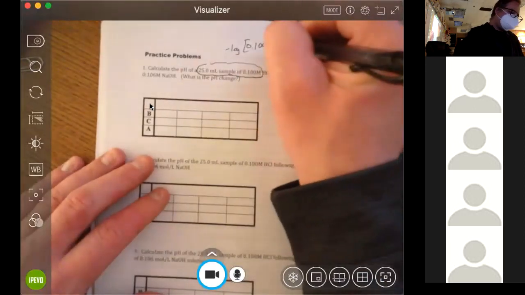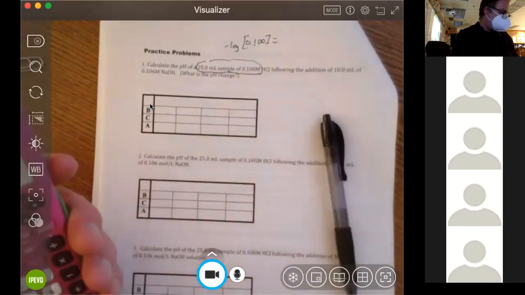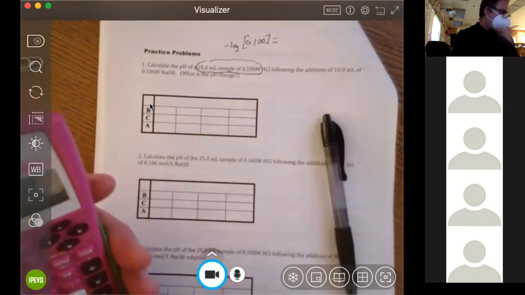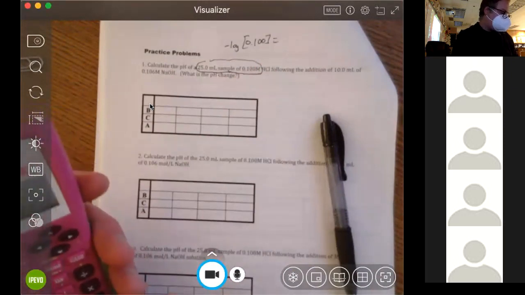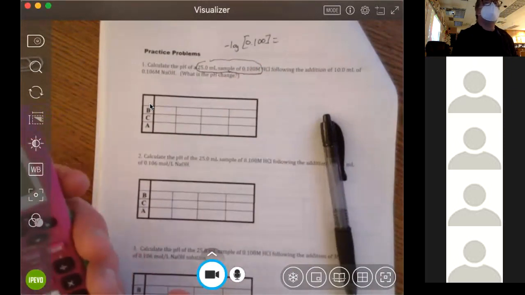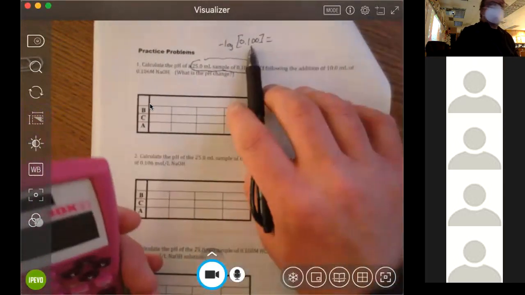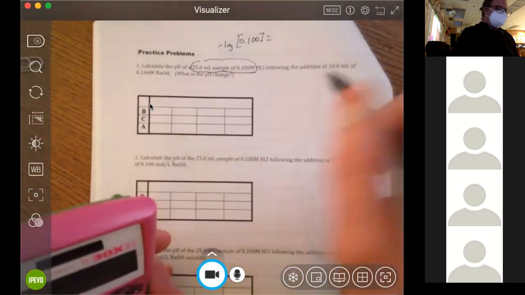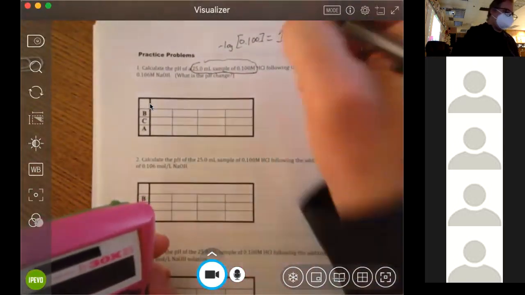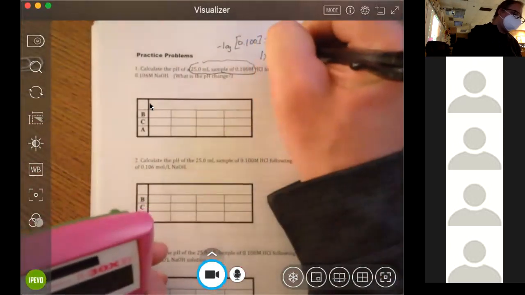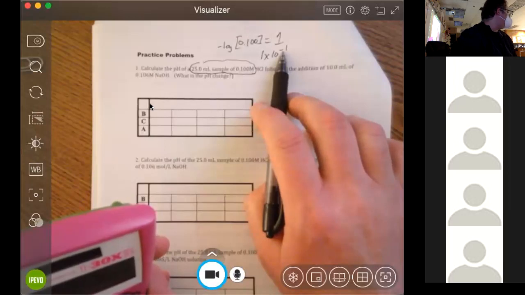Why can I do that? Because this is a what type of acid? HCl. Monoprotic. But more importantly, strong, right? It is monoprotic, you are correct on that, but more importantly, strong. So if it's 0.1, we take the negative log of that, we're going to get a pH of 1, right? You could also look at that as 1 times 10 to the negative first. The negative log of that is 1.